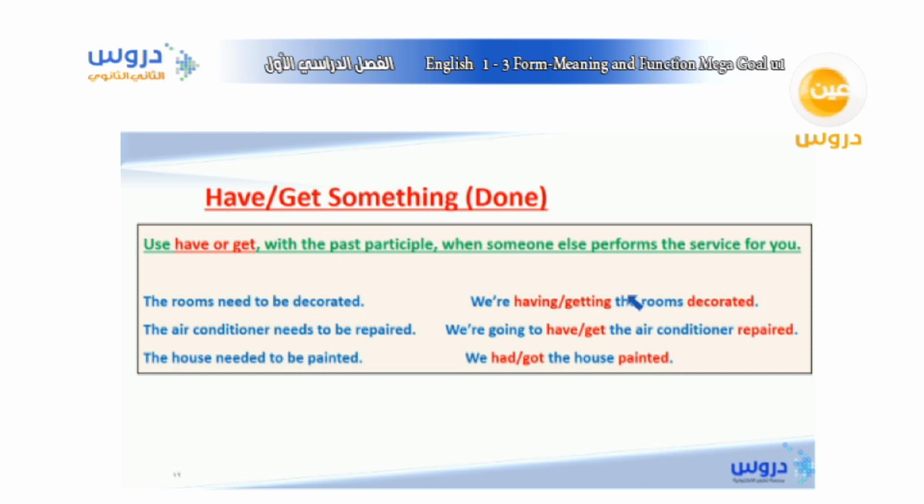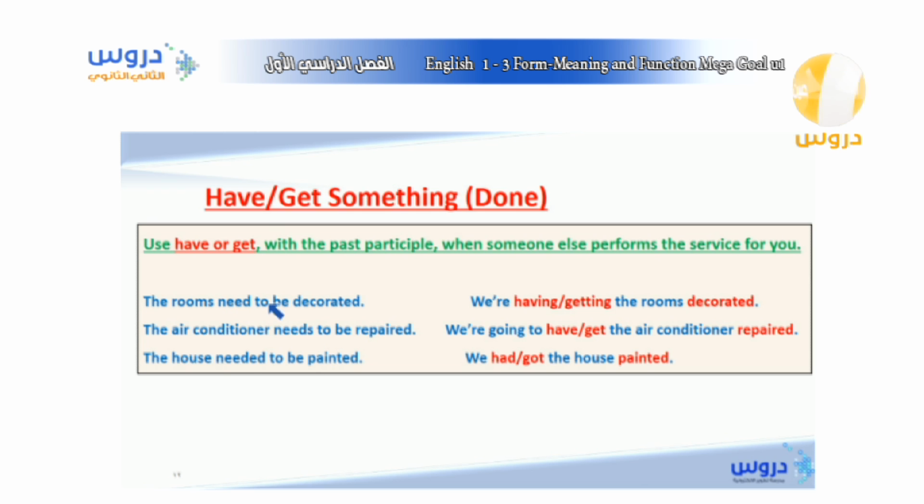We add have or get. If it is preceded by verb to be, we use ing. Going to or will, we use it as it is, have or get. And if it is in the past form, we use had or got.